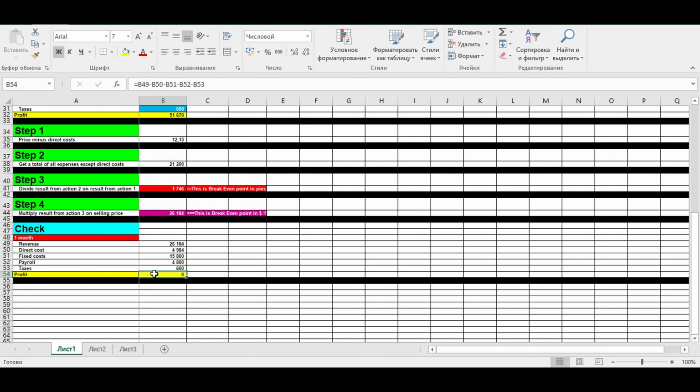This means that this revenue is the break-even point in dollars and this amount of pies is the break-even point in pies. This was the break-even point.